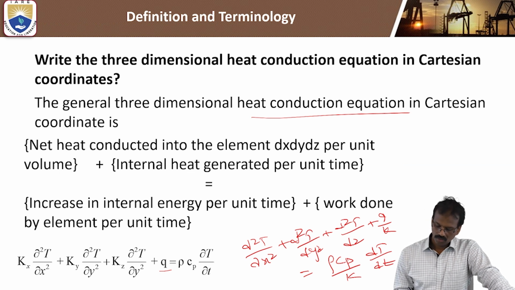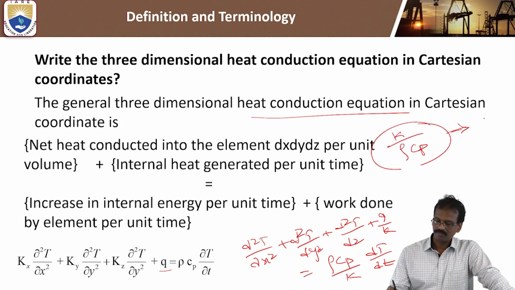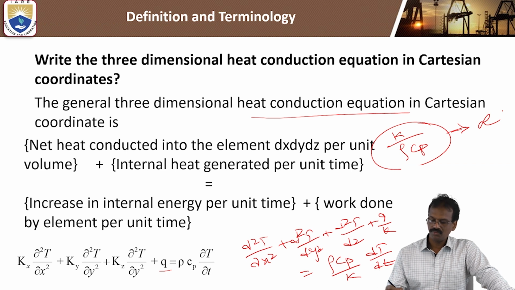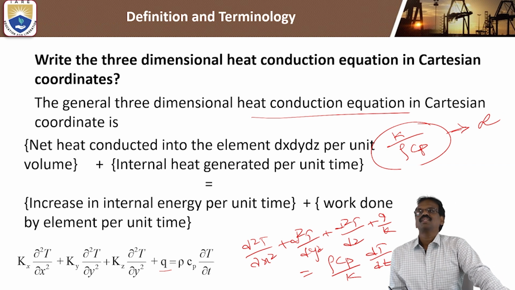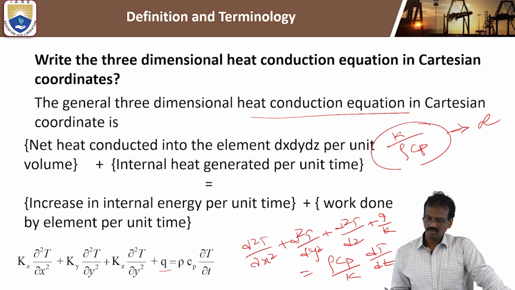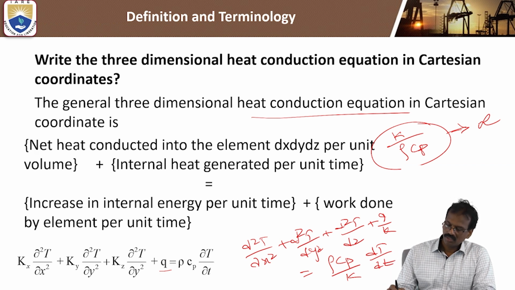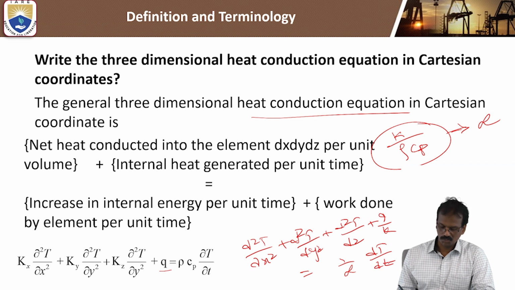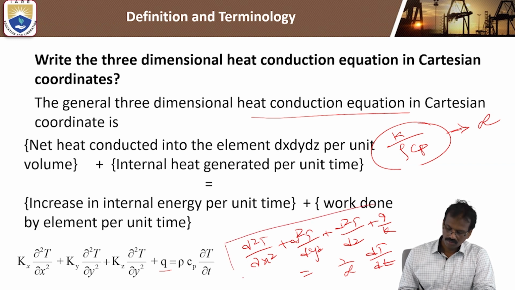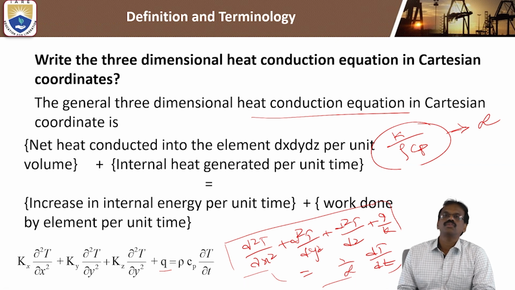Okay, so rho Cp by k or k by rho Cp, this is called alpha. Alpha is the thermal diffusivity. We'll see what thermal diffusivity is in the next slide, and we'll see the importance of the thermal diffusivity. So k by rho Cp is the thermal diffusivity. You can rewrite it like this: 1 by alpha into dT by dt. So this is the final formula for the heat conduction equation in Cartesian coordinate system.